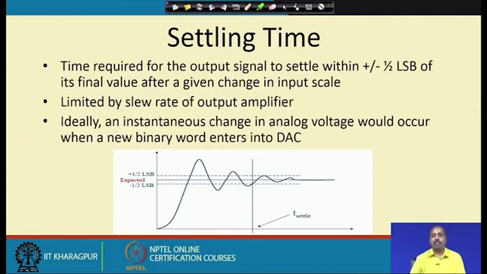As I was telling, if your processor is giving digital outputs which are faster than this T settle, then naturally the DAC will not be able to convert all the digital values to their proper analog ones. So, there will be a problem. While choosing the DAC to be used, we have to be careful and select the DAC properly, so that the rate of data change for the application can be accommodated within this T settle time.